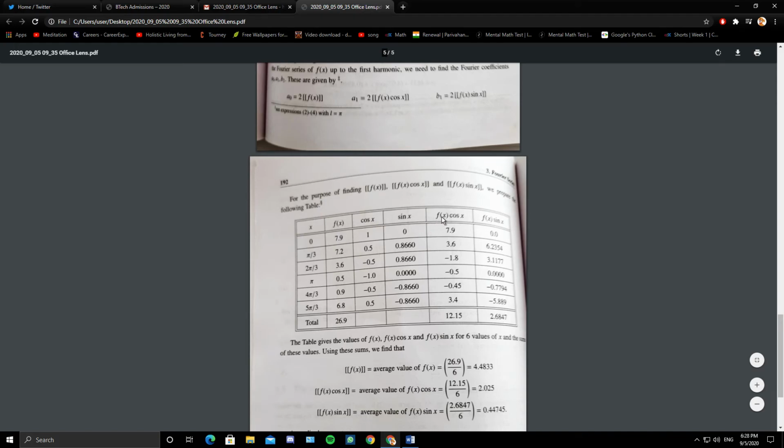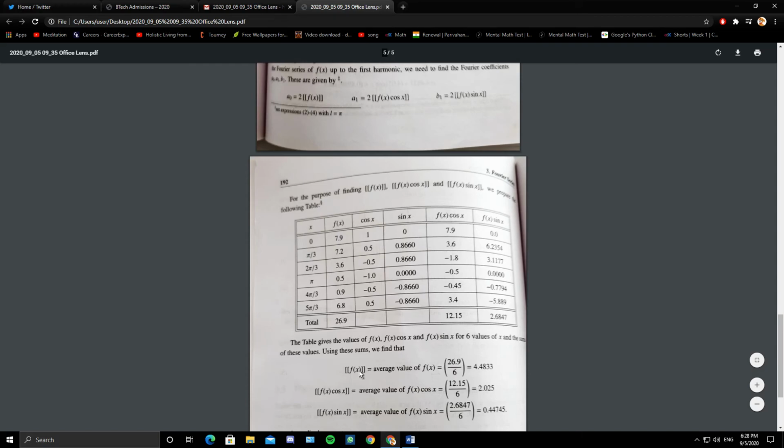Then you have the column for f of x cos x. So 7.9 into 1, 7.2 into 0.5, 3.6 into minus 0.5. And similarly, you have a column for f of x sin x, 7.9 into 0, 7.2 into 0.866, and so on. After completing the table, find the sum of the values of f of x, f of x cos x, and f of x sin x.